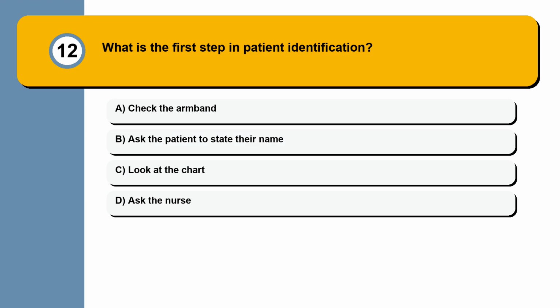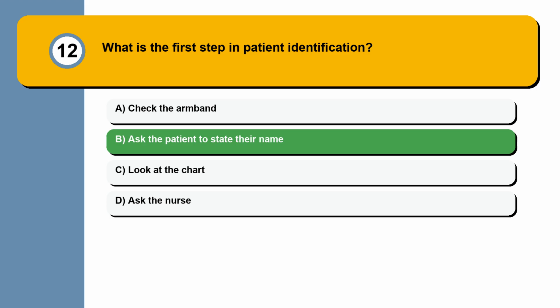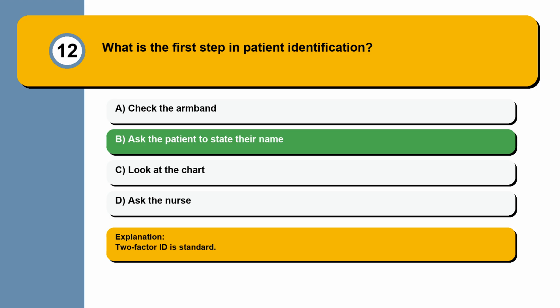Question 12. What is the first step in patient identification? Check the armband. Ask the patient to state their name. Look at the chart. Ask the nurse. Two-factor ID is standard.